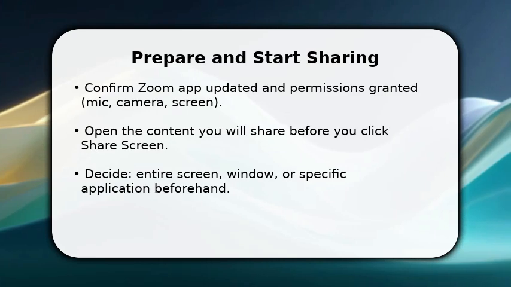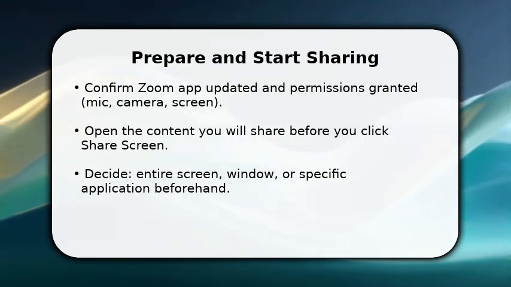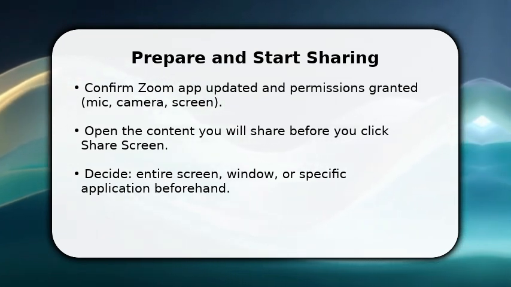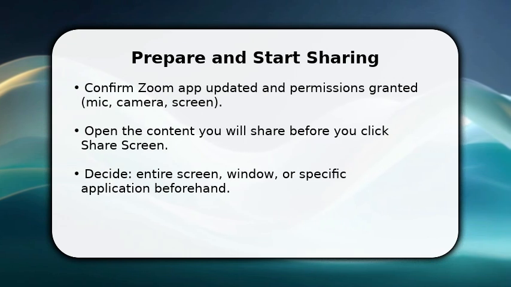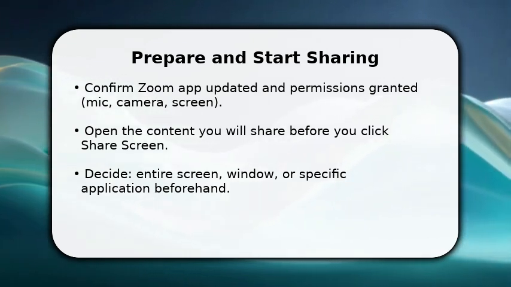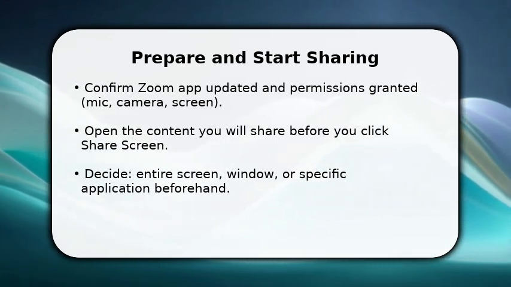You begin by getting permissions and launching what you intend to show. First, make sure Zoom is updated and that you've granted screen recording or screen sharing in your OS settings, otherwise it won't work. Once done, open the exact document, browser tab, or app window you'll present so you don't fumble during the meeting. Then, in the meeting, click Share Screen.